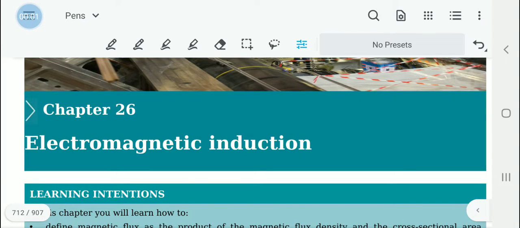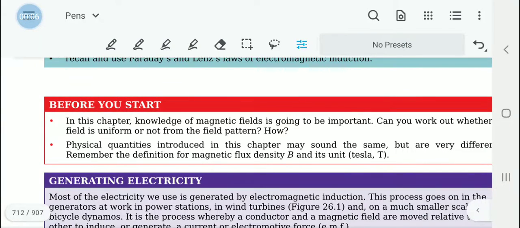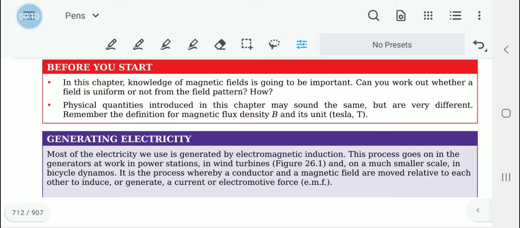Chapter 26, electromagnetic induction is what we are going to discuss. So this is something that we have been repeatedly talking about without going into too much detail.